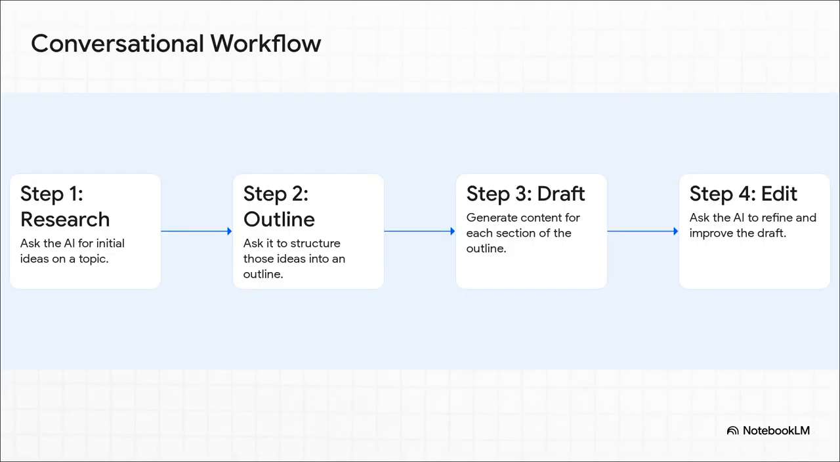Let's look at what that conversational style looks like in action. Instead of asking for a whole article in one go, which usually ends in disaster, you break it down. Step 1, ask the AI to just research some ideas. Step 2, get it to organize those ideas into an outline. Then you can have it draft each section, one by one. And finally, you use it as an editor to polish the whole thing. See, every step guides the AI, and you end up with a much, much better result.